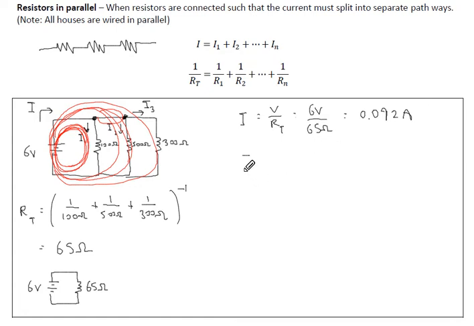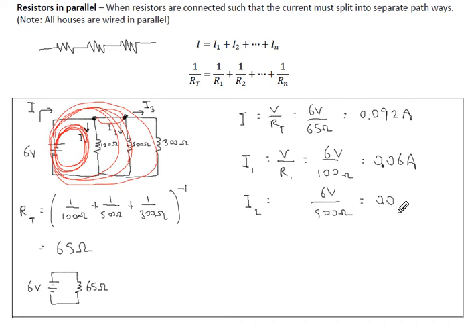So if I want to find I1, that's going to be V over R1. I already said that we know it must be 6 volts across R1. So divide that by 100 ohms, you get 0.06 amps. If I look at I2, that's going to be 6 volts over 500 ohms, which is equal to 0.012 amps. And I3 is equal to 6 volts over 300 ohms. It's equal to 0.02 amps.